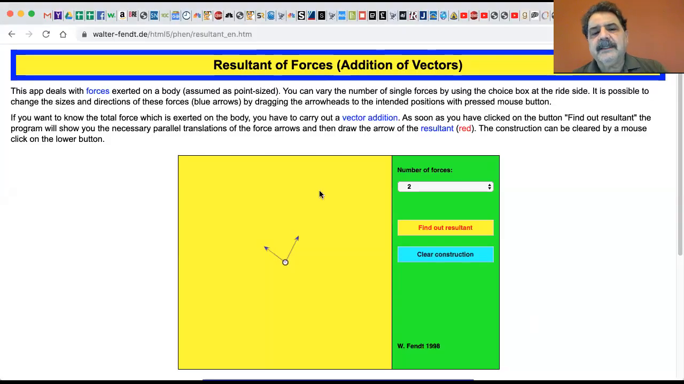He has quite a few little physics demonstrations. He has some mathematical demonstrations too. I would encourage you to just browse around. You have to make sure that you're in the English version.